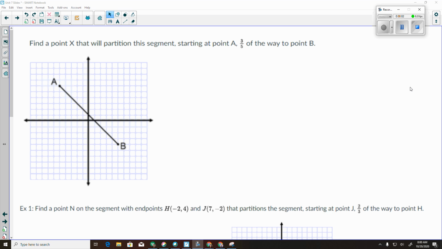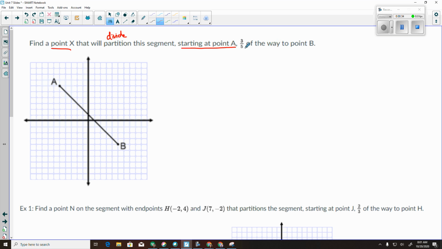The last thing that we'll do is take a look at proportions, but on a coordinate plane. Let's say I want to find some point x, and it's going to partition, or divide. Partition is a fancy word for divide. It's going to split the segment up, starting at point A, so that's really key here. You want to look for that wording. So starting at point A, and it's 3/5 of the way to point B.